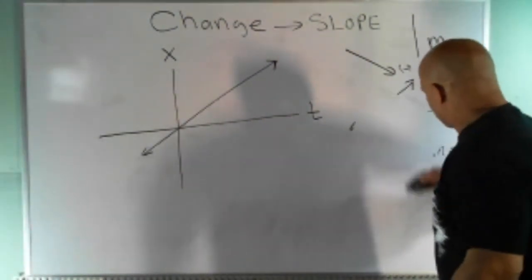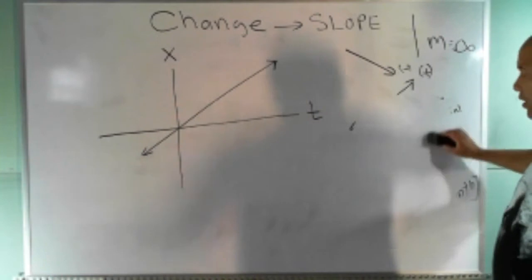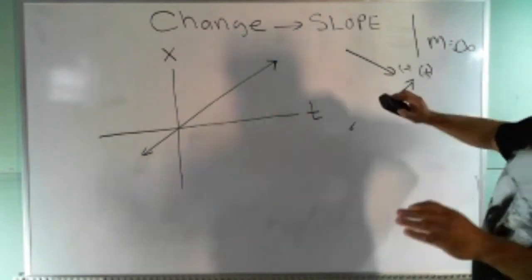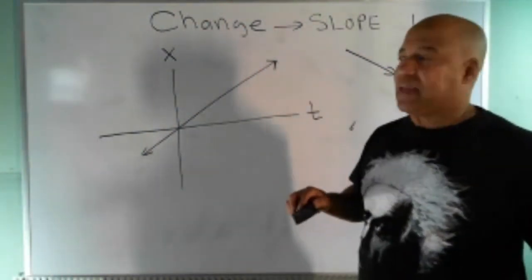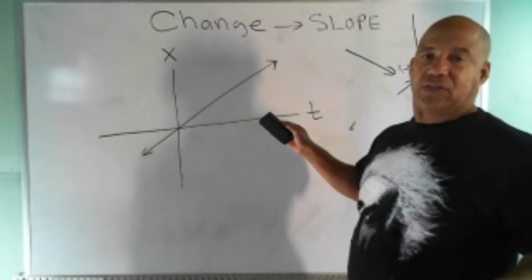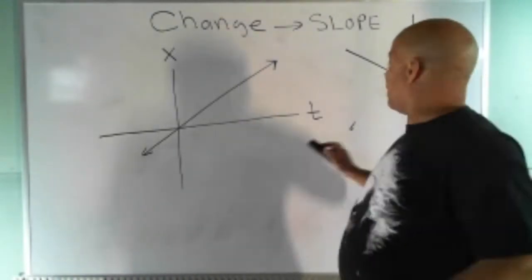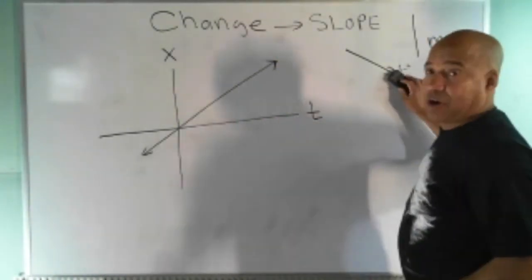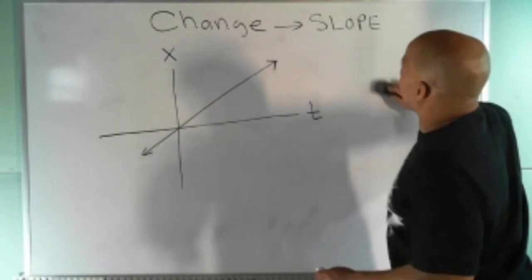And the reason I want to do this, even though you've done this in math, is because we're going to take this and apply it to something that's not a line. And this is going to help us understand how to find the slope of something that's not a line. If it's not a line, it's a curve. So how do we find the slope of a curve?